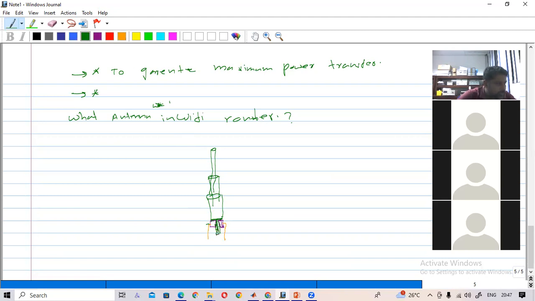So this is the pin, and this is the outer. Sometimes we make a copper plane like this. It is not touching this antenna. That copper plate is working as a ground plate.